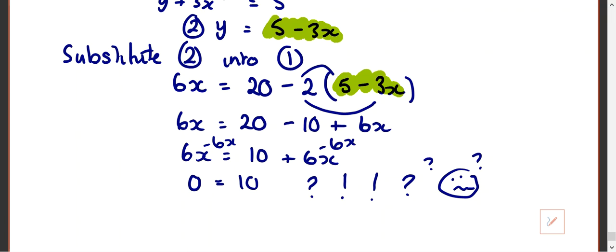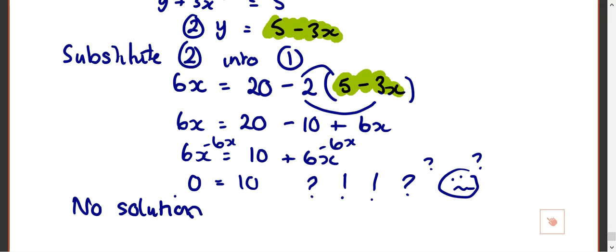The lines intersect at 10 on the y-axis? What did he say? They don't intersect, which means they're parallel, which means there is no solution. So that is what you said. We get this thing and we're like, what? That doesn't make sense. So there is no solution when we get this.